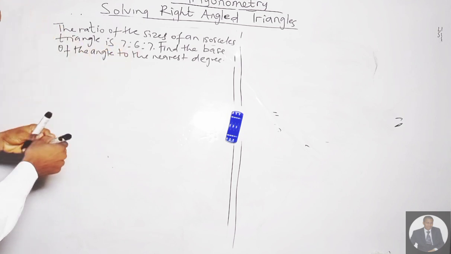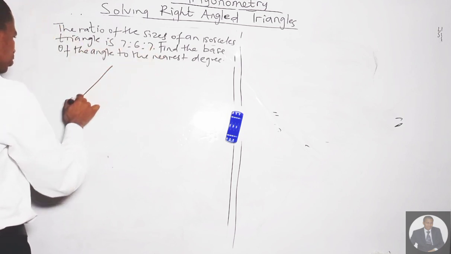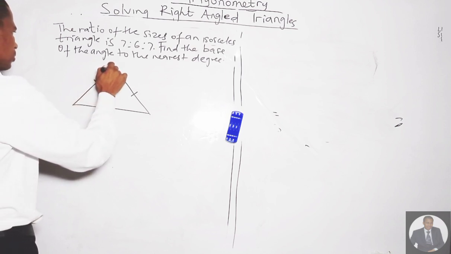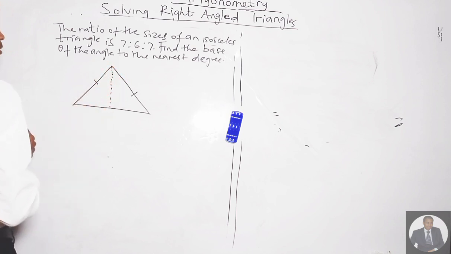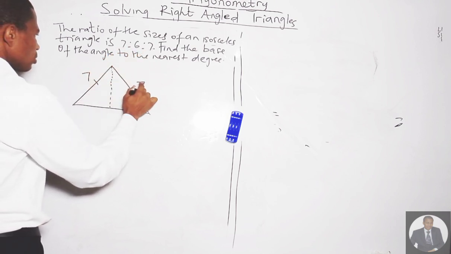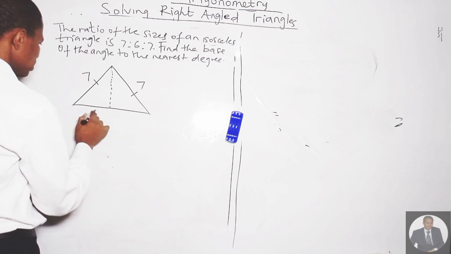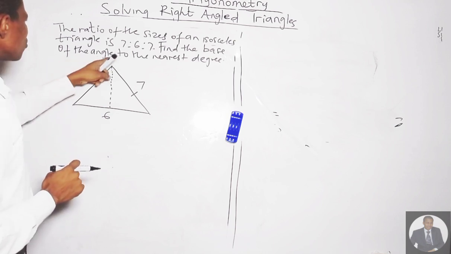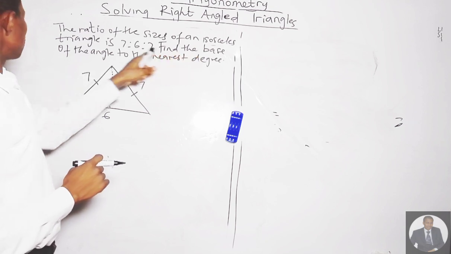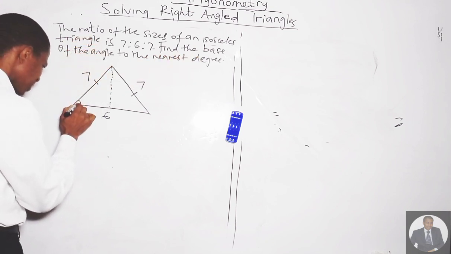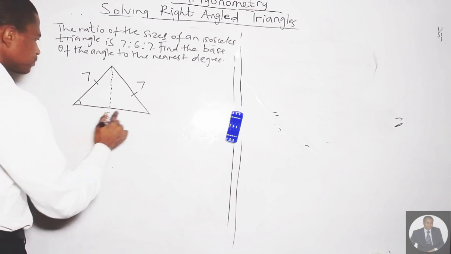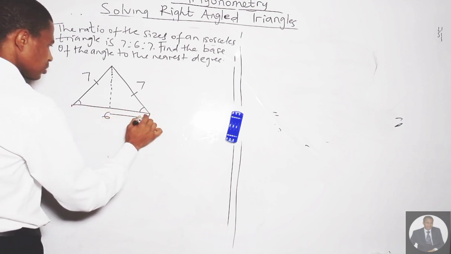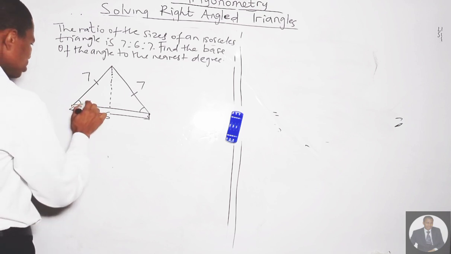The ratio of the sides of an isosceles triangle is 7:6:7. So we draw a triangle this way. This is an isosceles triangle. Now, 7, those are the sides that are equal, and then this will be 6, because in an isosceles triangle, two sides are equal. Now they are telling us to find the base angle to the nearest degree. What do we do here? This is equal to this. Now, if the base is 6, that means this will be 3, and this will be 3.